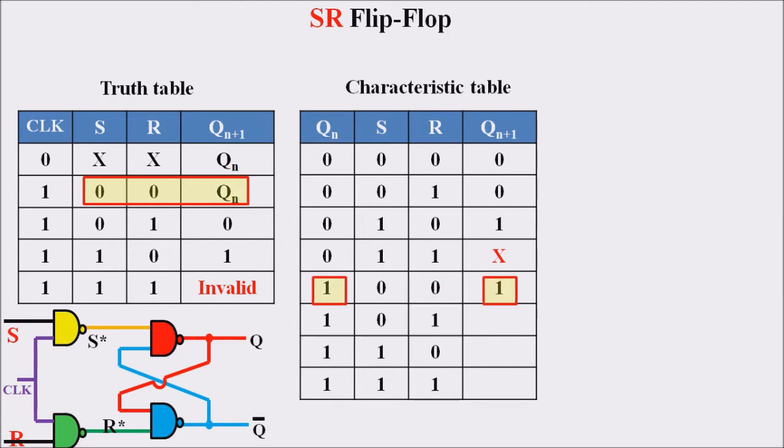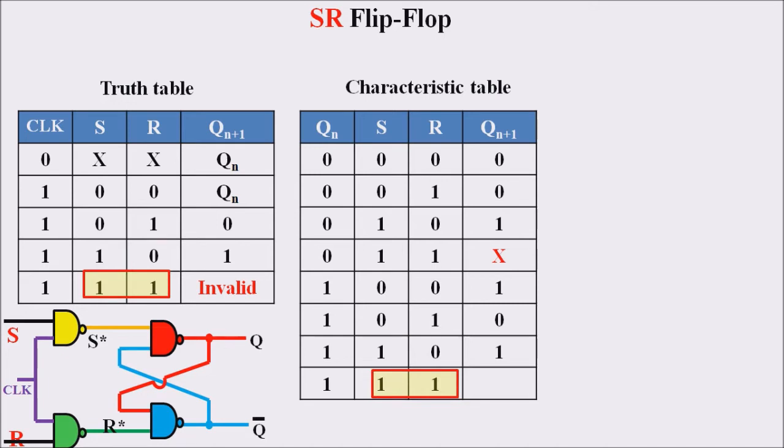So here the previous state is 1, therefore the present state Qn plus 1 will be 1 itself. If we are moving to the 0, 1 condition, according to the truth table, 0, 1 results in an output of 0, so we are writing the Qn plus 1 characteristic as 0. And if we are moving to the 1, 0 condition, according to the truth table, 1, 0 results in an output of 1, thus we are writing it as 1.